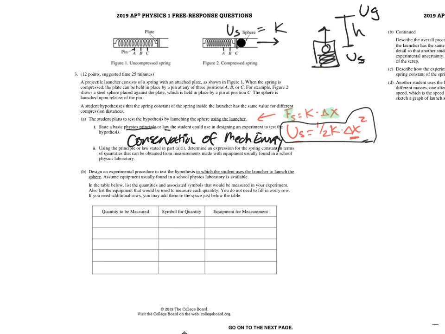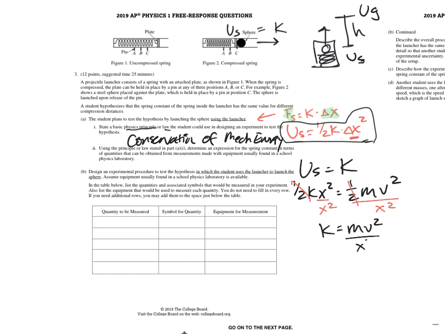So let's set it up. I think the horizontal launch makes more sense to me. Setting spring energy equal to kinetic energy, that would be 1/2 kx squared equals 1/2 mv squared. From that, you would get K by itself. Divide by x squared on each side, and finally I'd have that K would equal mv squared over x squared.